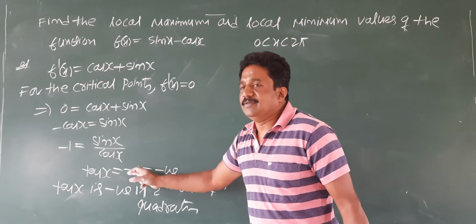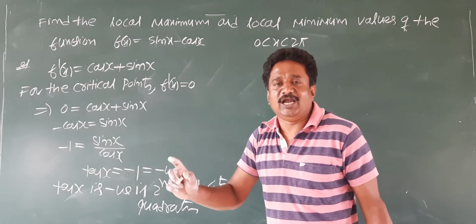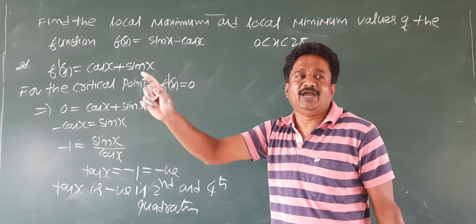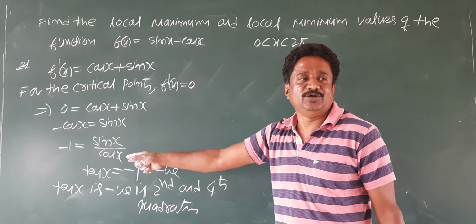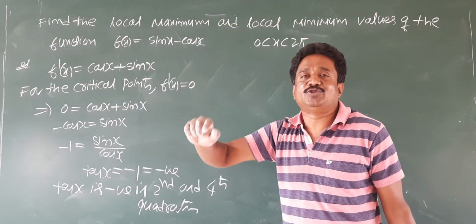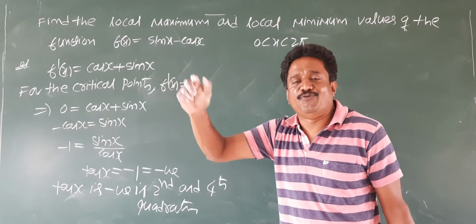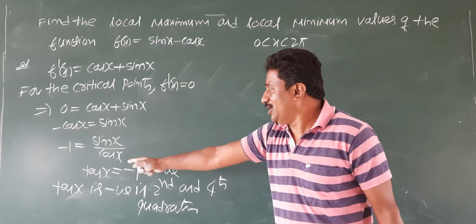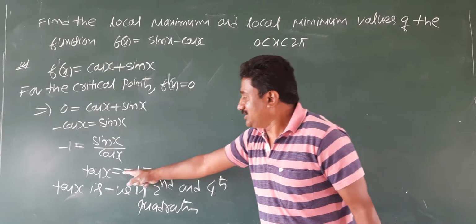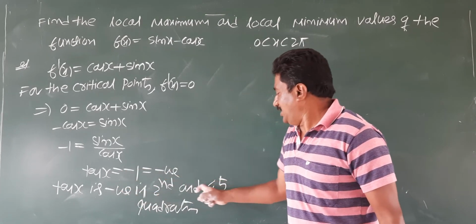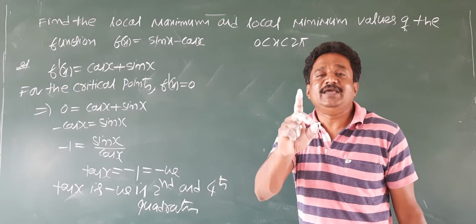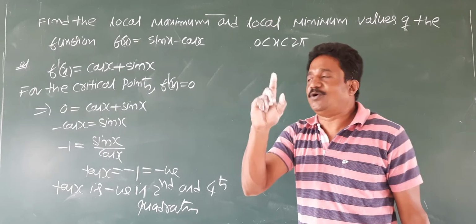Tan x becomes negative in the second quadrant, because in the second quadrant sin is positive, tan is negative. In the third quadrant tan is positive, but tan should be negative. So in the second and fourth quadrants all tan x values are negative. Therefore, I must find the x value in the second and fourth quadrants. We get 2 x values.